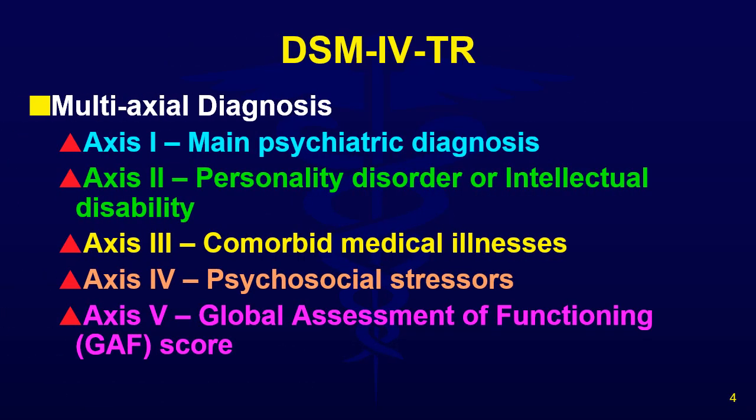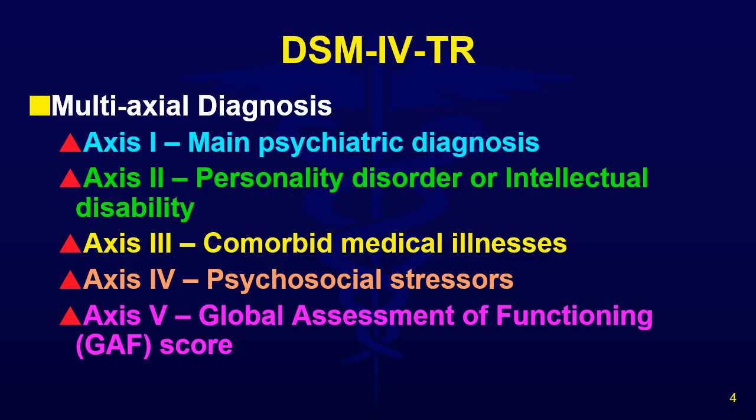Up until 2013, diagnostic criteria in the DSM-4 TR, text revised, contained 5 different components or axes. It's important to know which is on each of these axes because many practitioners still use them today. On axis 1 is the main psychiatric diagnosis. On axis 2 are any personality disorders or intellectual disabilities. In a few minutes, I will be discussing axis 2 personality disorders more.